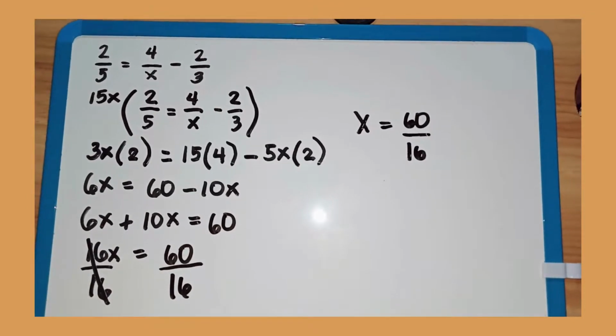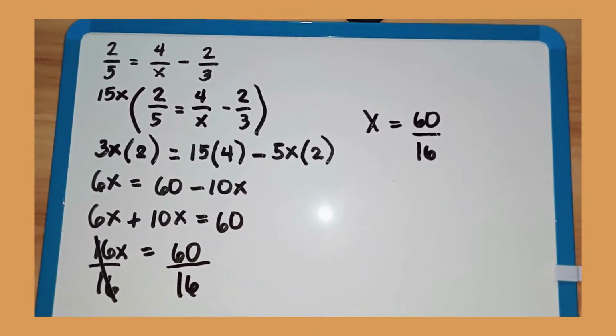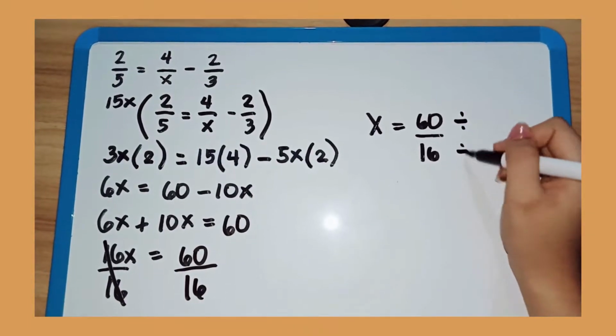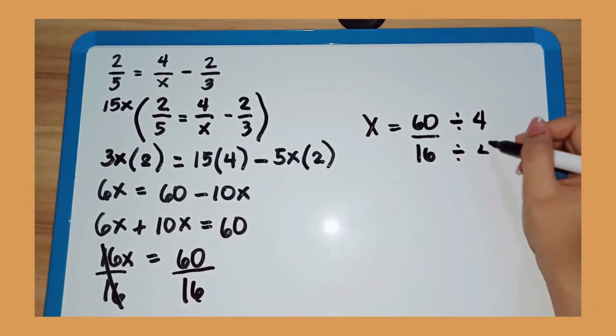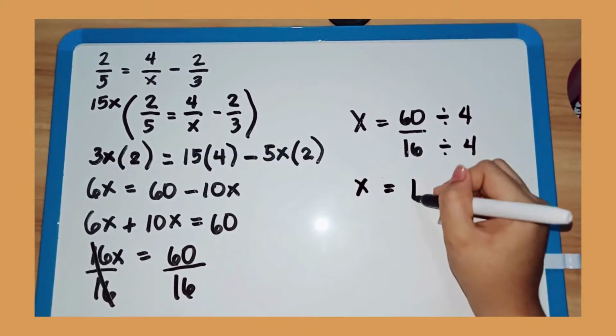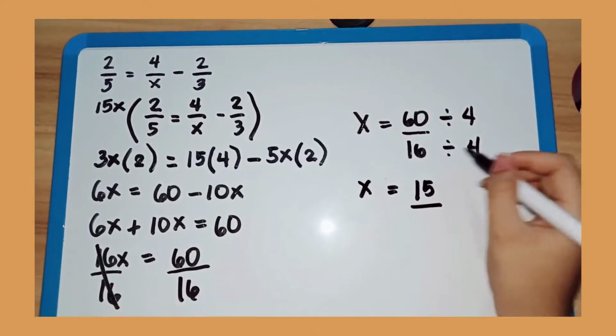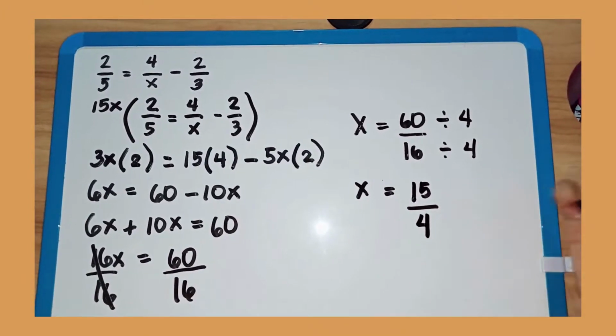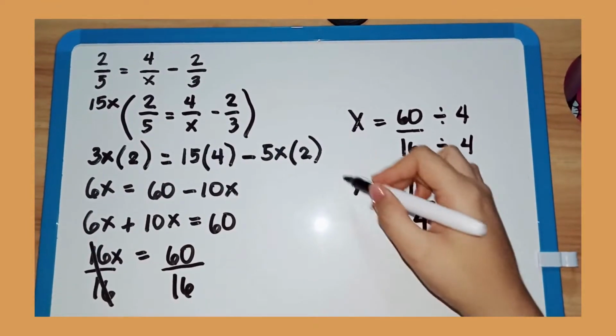This is not our final answer yet. We need to find the lowest term. 60 and 16 can both be divided by 4. 60 divided by 4, that is 15. 16 divided by 4, that is 4. So, 15 over 4 has no lower term. So, this will be our final answer.